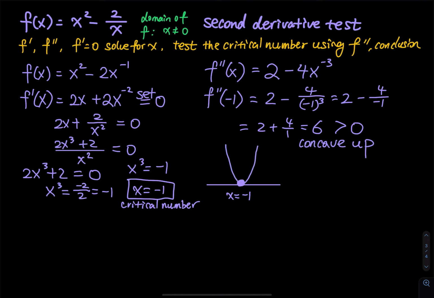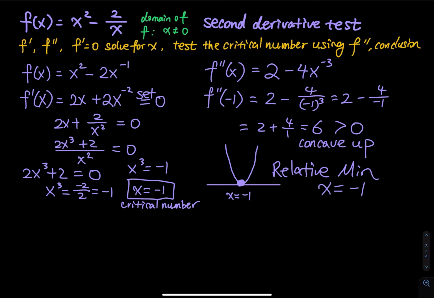Now, at this point, we have a concave up curve. Is this point a minimum or maximum? It turns out that this point is a relative minimum. And some textbooks call this a local minimum. And that's it. So there is a relative minimum at x equals negative 1.